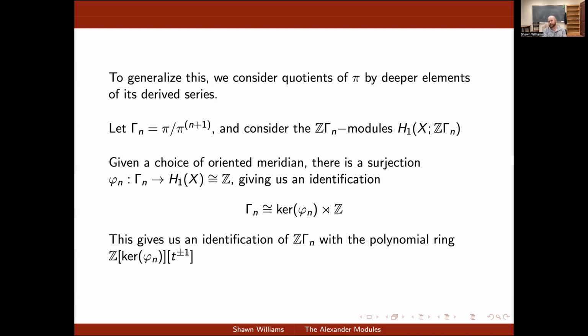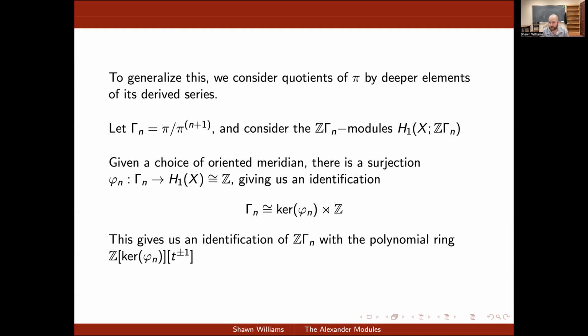And this is a semi-direct product because when n is greater than or equal to 1 and gamma_n is non-trivial, the group gamma_n is not abelian, because you're quotienting out by subgroups that are smaller than the commutator subgroup. And so you're going to get this non-abelianness in your group. The action from the semi-direct product is, given our choice of oriented meridian, in order to get your generator of Z to commute with the kernel of phi_n, you have to act on the elements of the kernel by conjugation by this oriented meridian. So that's the action that's going on here.